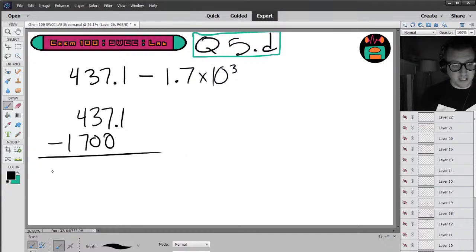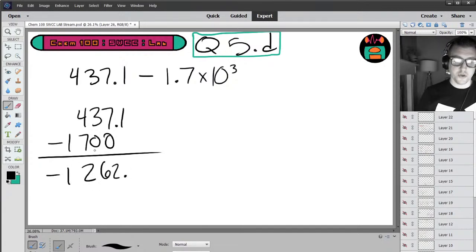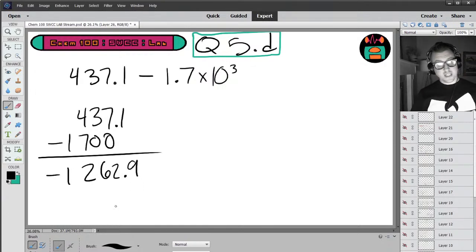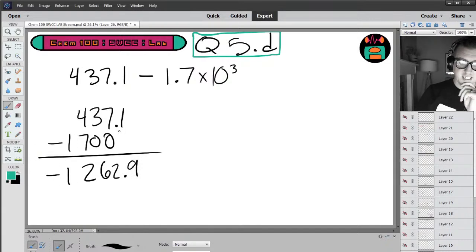My calculator is telling me that my answer, the value, is negative 1,262.9. But now we have to look at sig figs. 437.1 has its last significant digit in the first decimal place.